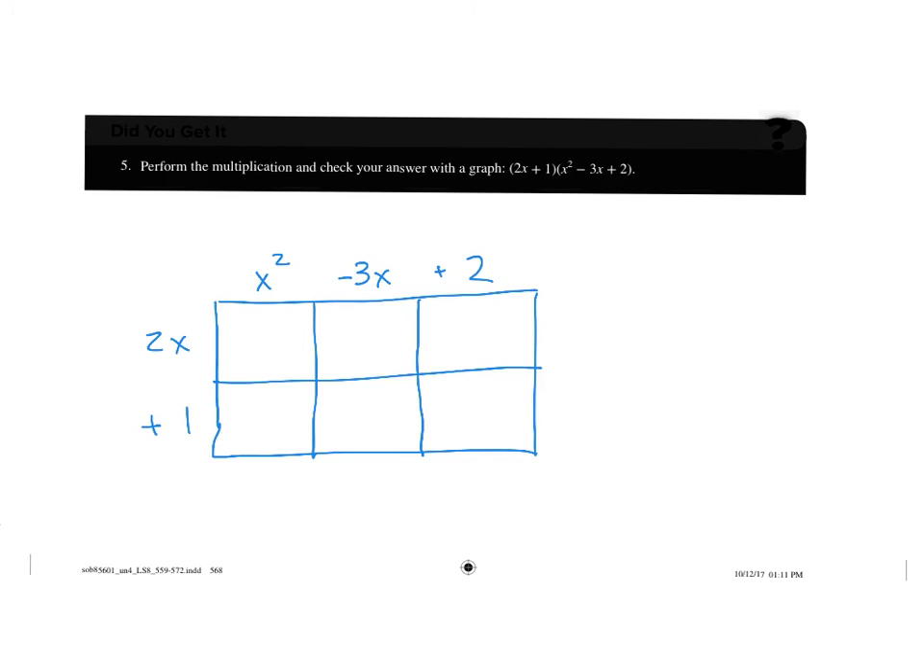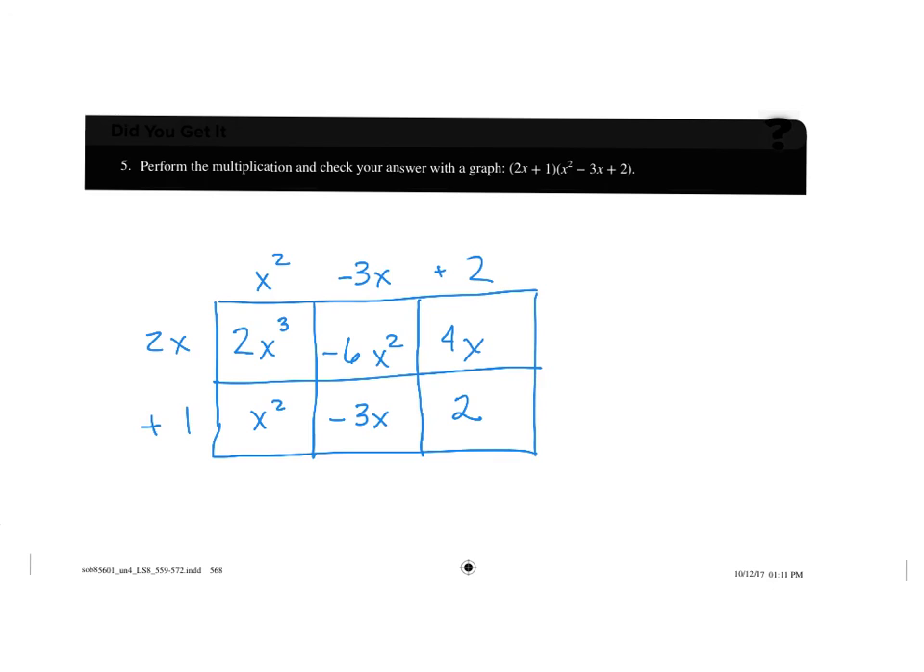So notice I have a binomial with 2 terms, 2x plus 1, times a trinomial with 3 terms. And I've made a grid. So I'm going to multiply that 2x times x squared, and I get 2x cubed. So the 1 times the x squared gives me x squared. All right, 2x times negative 3x is negative 6x squared. 1 times negative 3x is negative 3x. 2x times 2 is 4x. And 1 times 2 is 2.